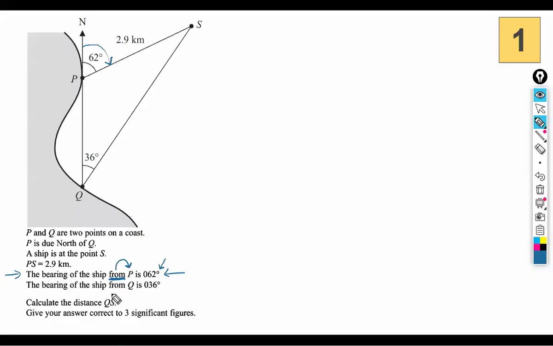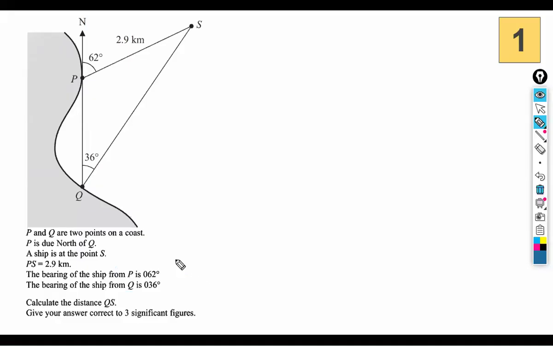And the other one actually makes sense too. The second sentence, the one underneath, says you're standing from Q. So that means you're standing at Q. You face north, and then you turn 36 degrees in a clockwise direction. Look at here. And if you do that, you will end up facing the direction of the ship. So lucky for you, this question had no tricks in it.